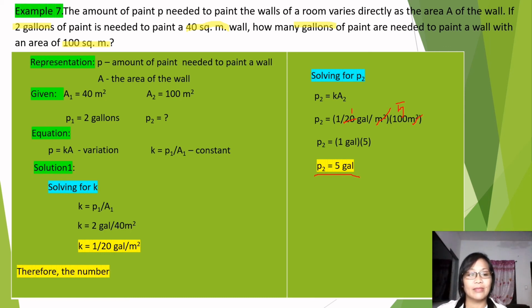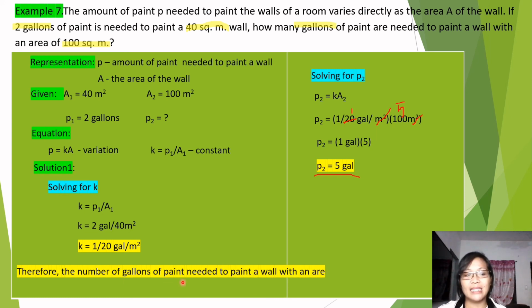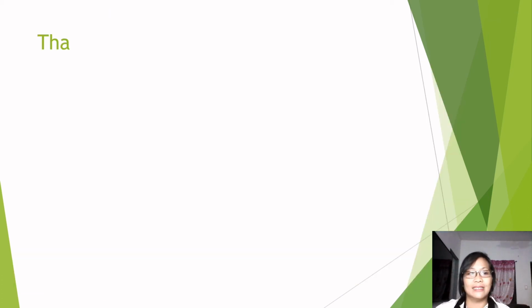Therefore, the number of gallons of paint needed to paint a wall with an area of 100 square meter is 5 gallons.